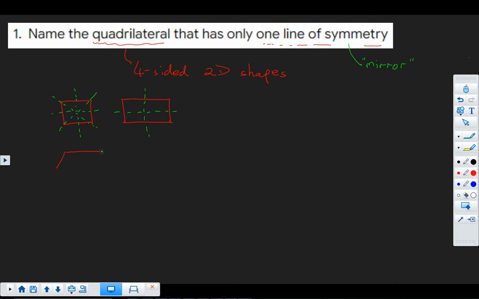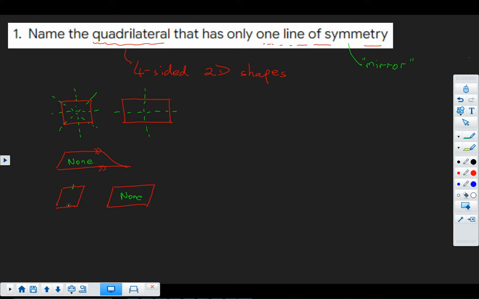What other quadrilaterals do we have? Well, we have a trapezium, which has a pair of parallel lines here. Well, that's got no lines of symmetry. What else have we got? A bit like our square, we have a leaning over square, which is our rhombus. A bit like our rectangle, we have a leaning over rectangle, which is our parallelogram. Now, do these have any lines of symmetry? Well, the parallelogram has none.